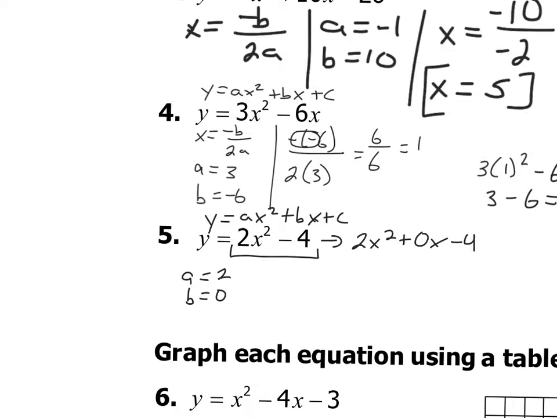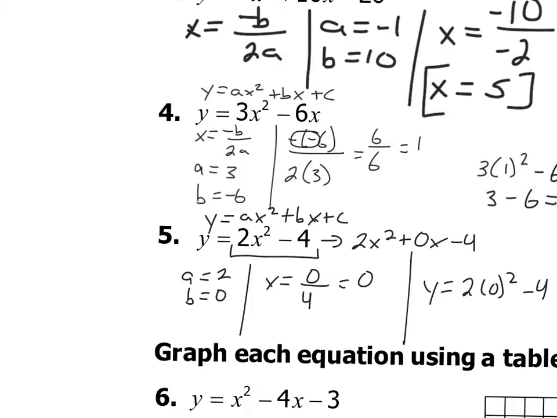Okay. So now you would just plug it into your formula. So it'd be x equals negative 0, or just 0, over 2 times 2, which is 4. And that's just going to be 0. So to find your vertex, we would just plug in 0 anywhere we see an x. So your vertex is going to be y equals 2 times 0 squared minus 4. Well, 0 squared is 0. And 2 times 0 is 0. And 0 minus 4 is negative 4.